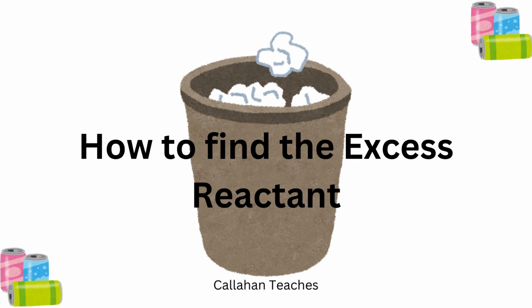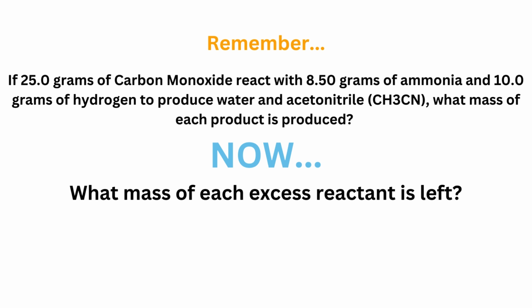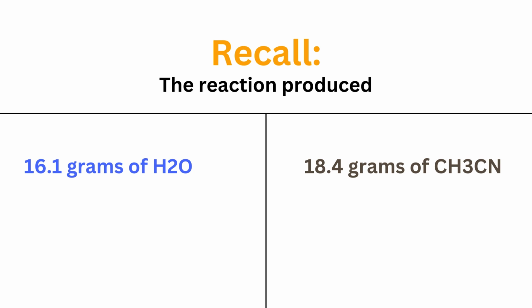Just a heads up, in this problem we will be using the information that we found in the prior video, so if you haven't watched that, I suggest you do. Anyways, we will be using the mass of the products we found in the last video to calculate the mass of each excess reactant. To refresh you or inform new viewers, the reaction we are discussing produced 16.1 grams of water and 18.4 grams of acetyl.